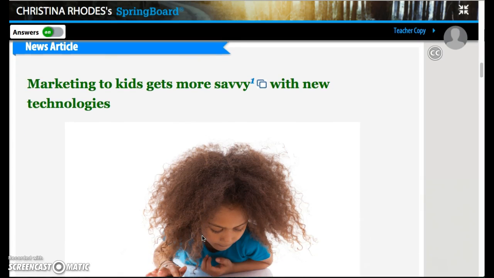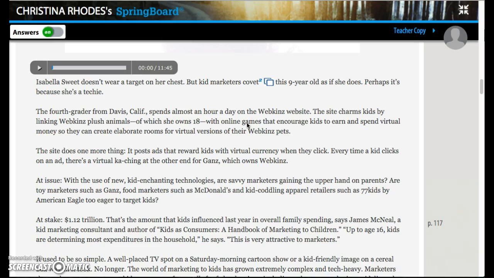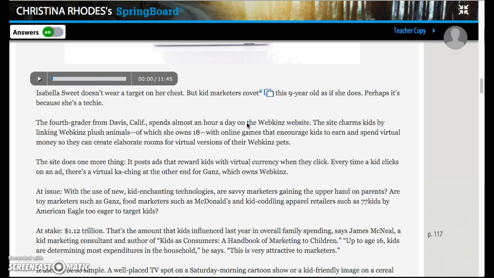It's called Marketing to Kids Gets More Savvy with New Technologies. Notice we have this little number 1 next to savvy, and it's in your book, but it doesn't have the squares. It says savvy, and then savvy's at the bottom of your page on 116. So on 116 at the bottom you have a definition, and it says shrewd or knowledgeable. So marketing to kids gets kids more shrewd or knowledgeable with new technologies. They're getting more knowledgeable. All right, here's the article.